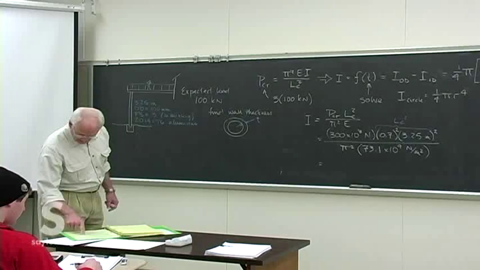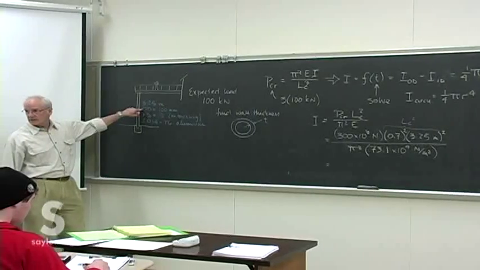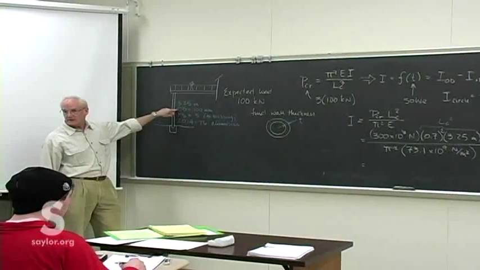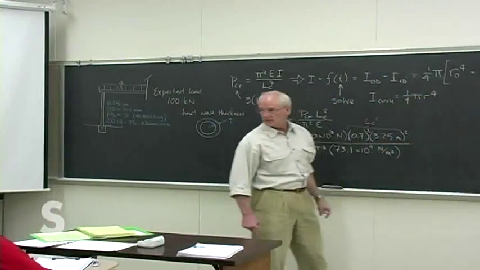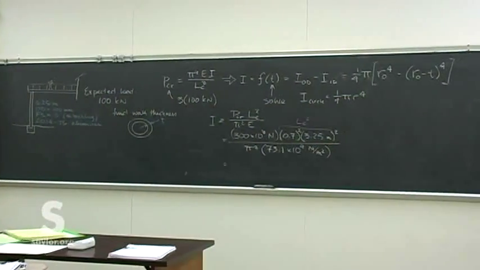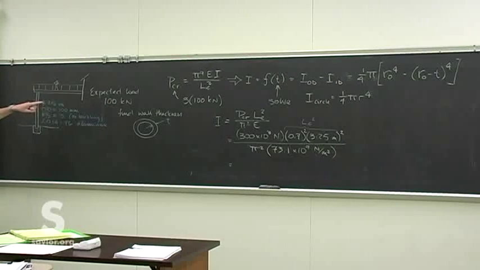1/4 pi R squared. This is diameter. Everybody got that into account? This is diameter here. This is radius here. You got that? No? This is diameter. Right. That is radius.